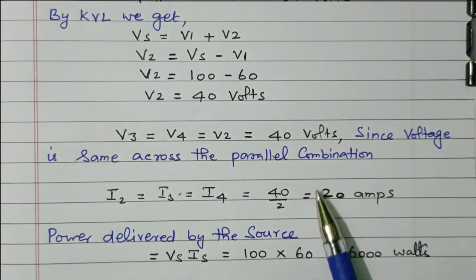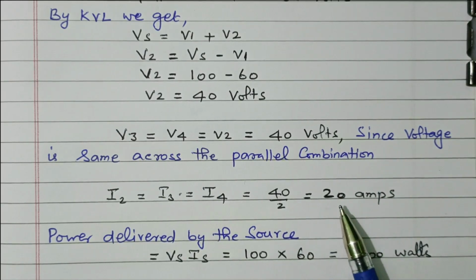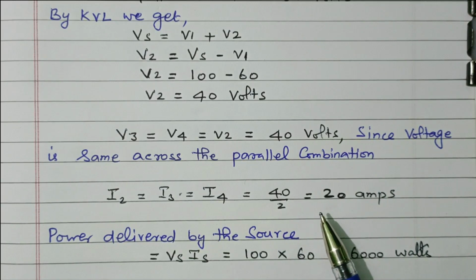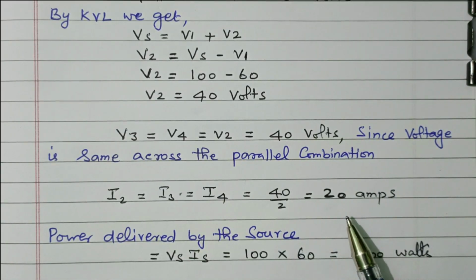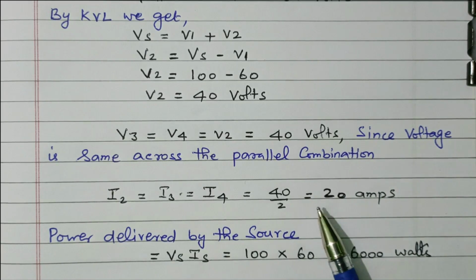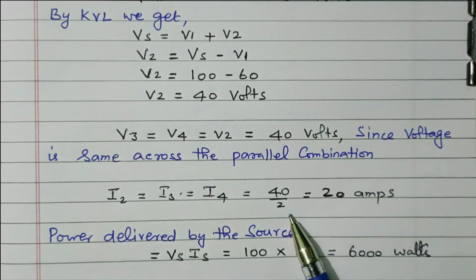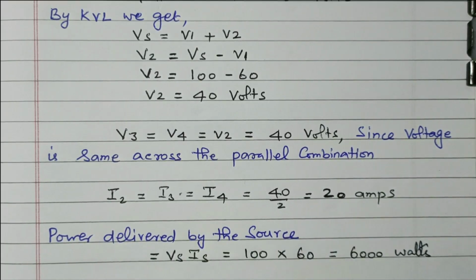So there are 3 resistors available. So equally divided, 20, 20, 20. Right? Current across R2 is 20 ampere, R3 is 20 ampere and R4 is 20 ampere. The 60 ampere is equally divided by 3. So 20 ampere. That is another calculation. Otherwise I equal to V by R. The I2 is V2 by R2, 40 by 2, 20 ampere.